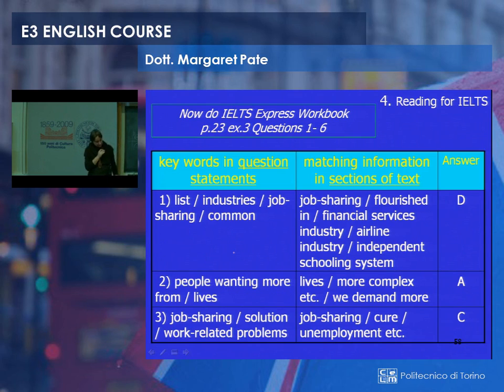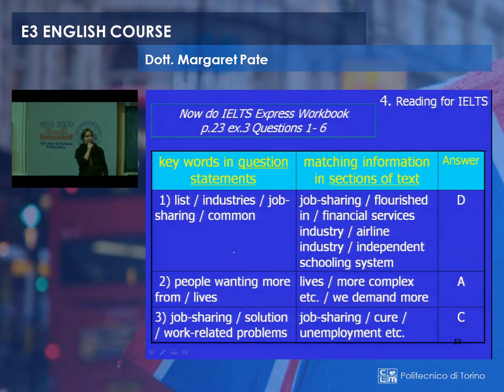Okay. Number 2, a reference to people wanting more from their lives, people wanting more. This was in paragraph A, in the last line, as we demand more. We, people, demand more, wanting more. Okay, so similar phrases.